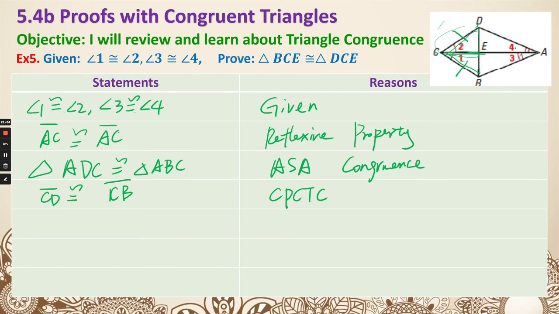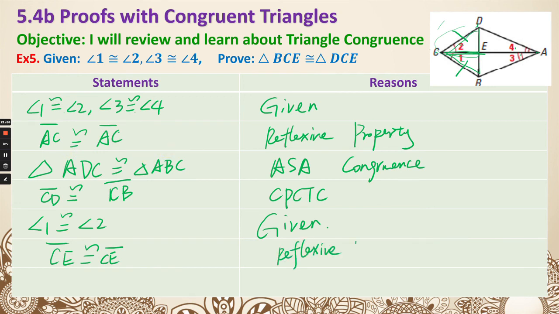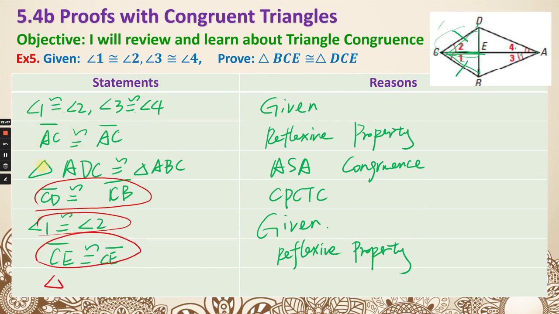And now you see we have these two parts being the same, and they share this middle line. We also have angle 1 and angle 2 congruent. So next, I'm going to say angle 1 is congruent with angle 2, and that is given. I'm just going to list it again so it's clear. We can see CE is congruent with CE. That is reflexive again. And next, we have side, angle, side. So lastly, we can say triangle BCE is congruent with triangle DCE, side, angle, side congruence.